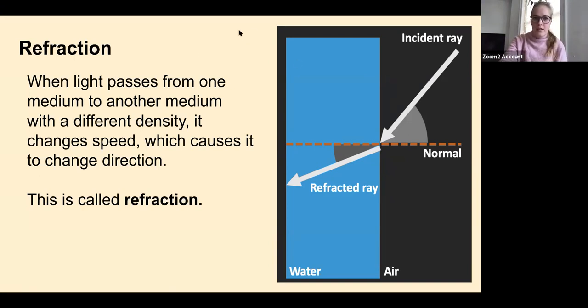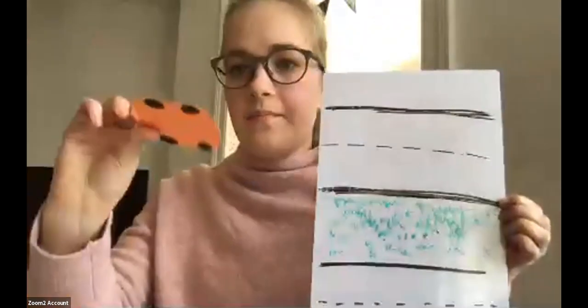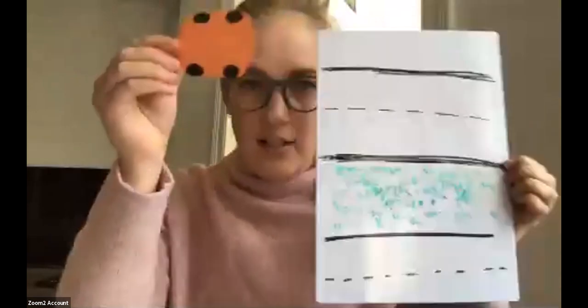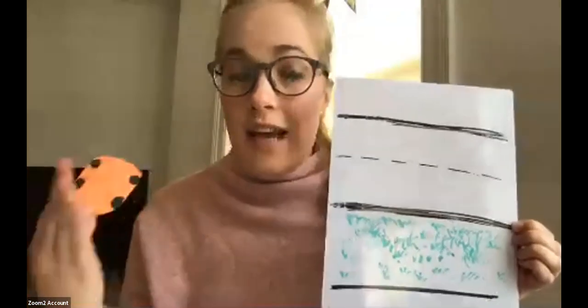I'm going to just stop sharing for just a second so I can show an example of why this happens. I'm going to use this example of a car. Here's my car that's traveling along a road to illustrate how refraction happens and why it happens. Refraction happens because a ray of light changes speed, which causes it to change direction. But why does this happen?